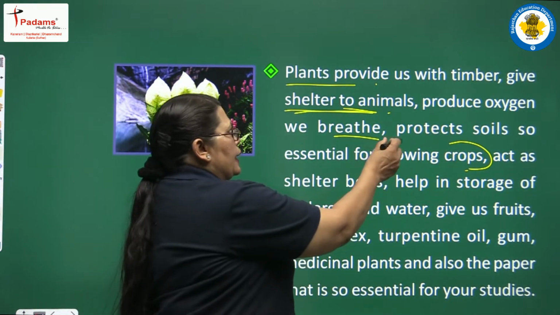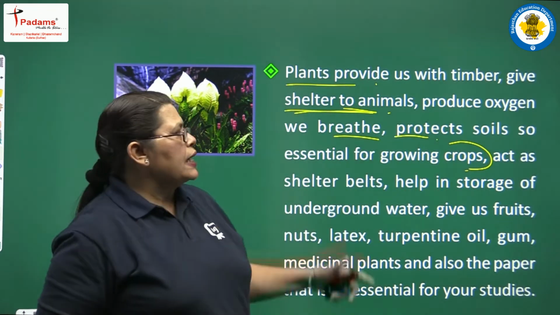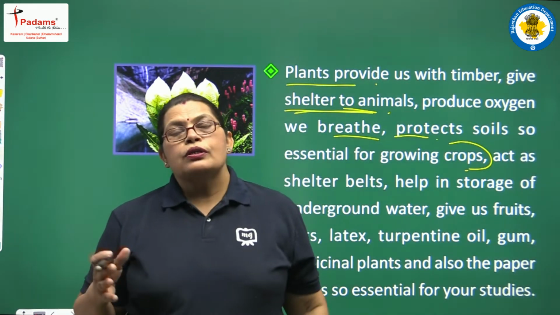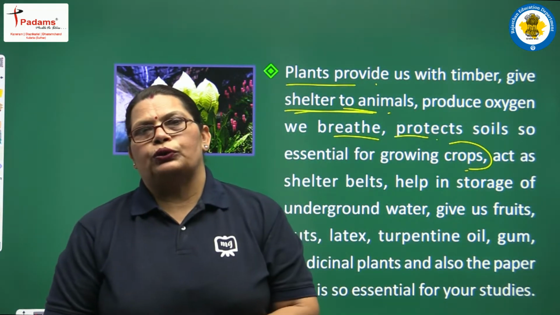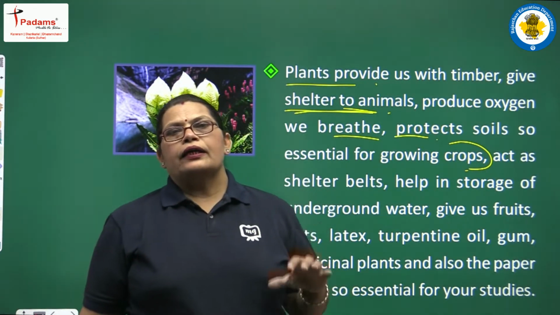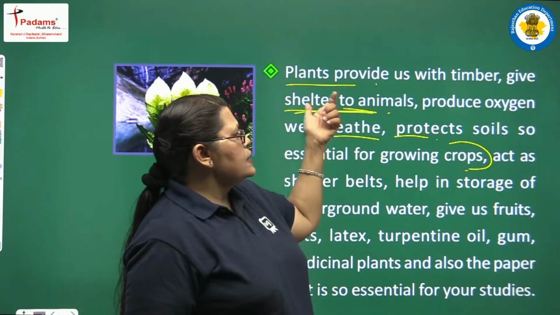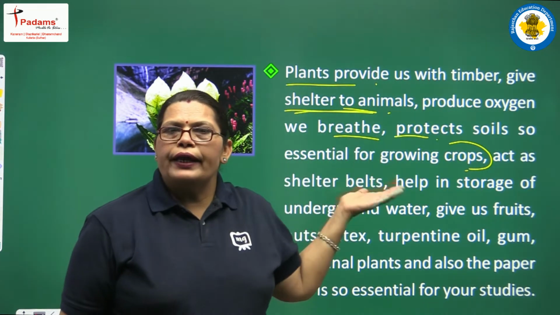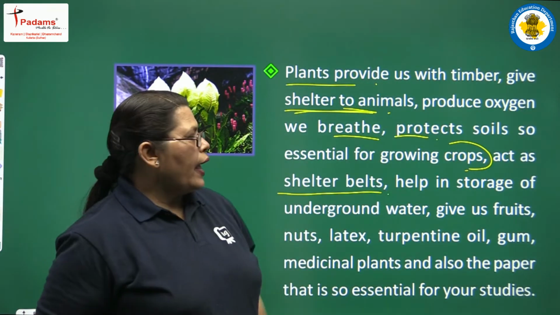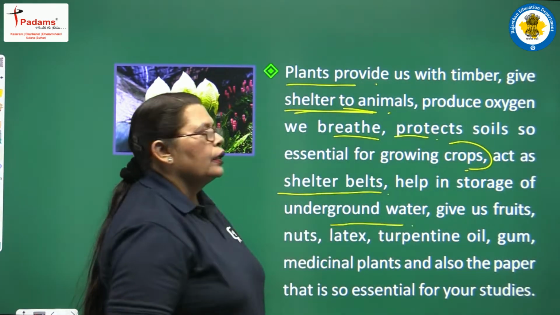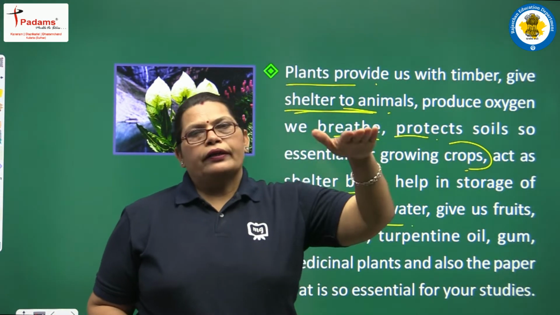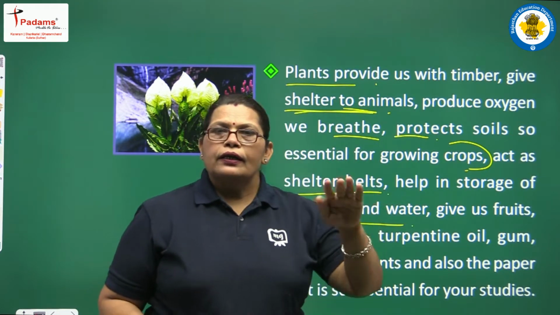So another example is that plants protect soils, essential for growing crops, because we had already discussed the soil erosion portion. For stopping soil erosion and the conservation of soil, plants also help. Plants have an important role in this. These act as shelter belts, so they help us in storage of underground water, because this is also necessary. The more plants there are, the higher the level of underground water in the earth, so it's an important thing.